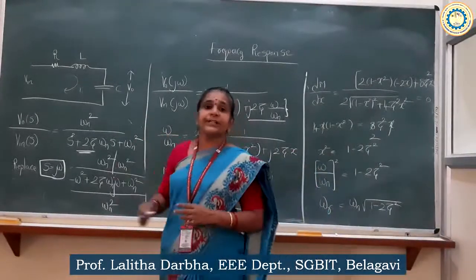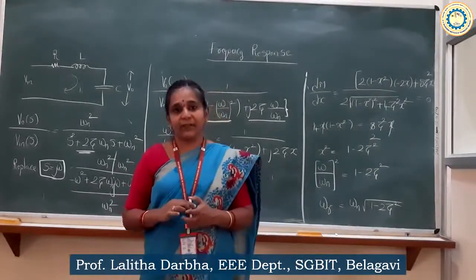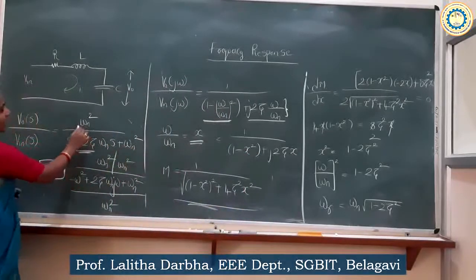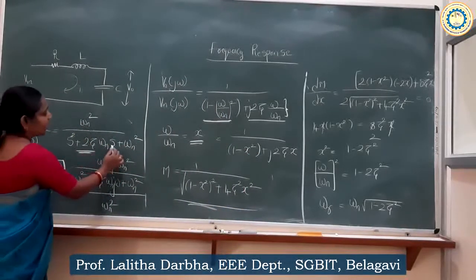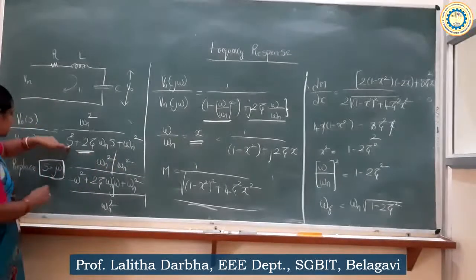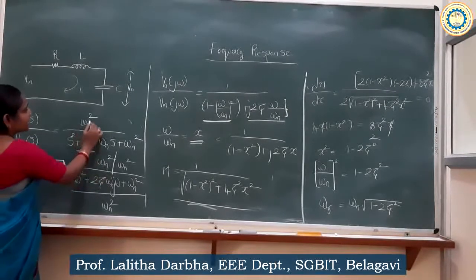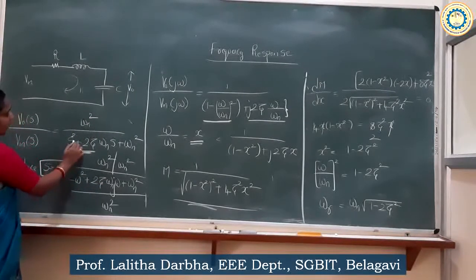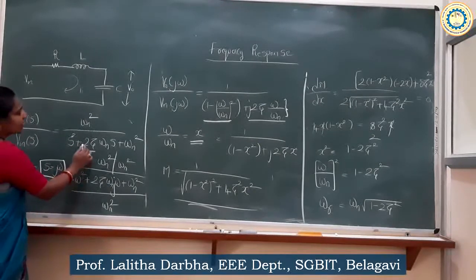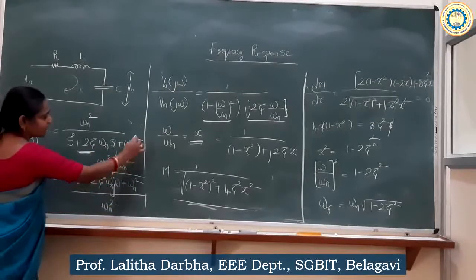Let us now try to derive the expression for omega R, the peak resonant frequency. To do that, in the standard form of the second order expression, omega n square by S square plus 2 zeta omega n s plus omega n square, what are we going to do? We are going to replace S with j omega. When we replace S with j omega, what are we going to get? Omega n square by j square omega square, and j square is minus 1, so it is minus omega square, plus 2 zeta omega n with s replaced by j omega, then plus omega n square.